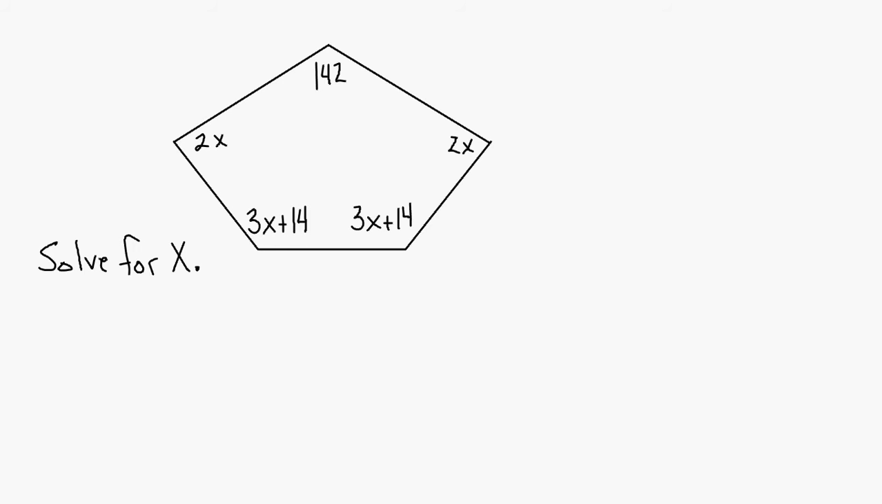So you got 2x and 2 more x is how much? 4x, and 3x is 7x, plus 3 more, 10x. You got 10 x's. And then you got a 14 and 14, 28, plus 142, 170. So plus 170 has to equal 540.